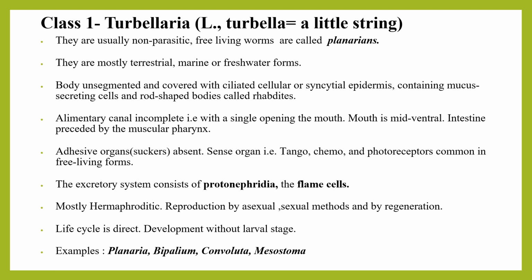The sense organs, the tangoreceptors, chemoreceptors and photoreceptors are common as these are mostly free-living forms. The excretory system consists of protonephridia and the flame cells. Mostly these are hermaphroditic and reproduce by asexual and sexual methods, and planaria is very common for regeneration also. The life cycle is direct and the development is without a larval stage. Examples: planaria or Dugesia, Bipalium, Convoluta and Mesostoma.